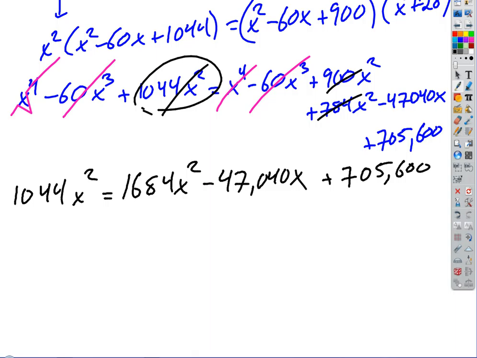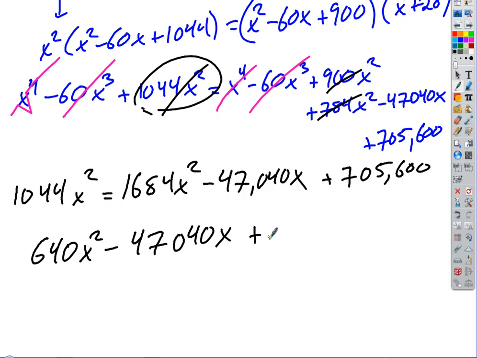So we'll just subtract this from both sides, and we get finally, 1684 minus 1,044 is 640, is that right? Yes, we'll go with that. So 640x squared minus 47,040x plus, we don't even really care because the constant's going to go away, oh, never mind. No, it's not. We got to solve this, don't we? So there's the equation we got to solve.